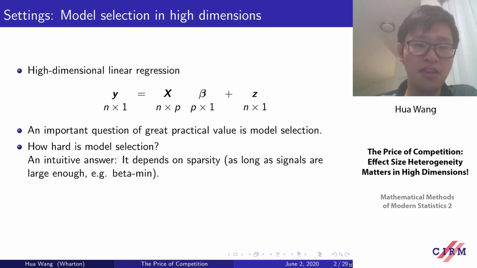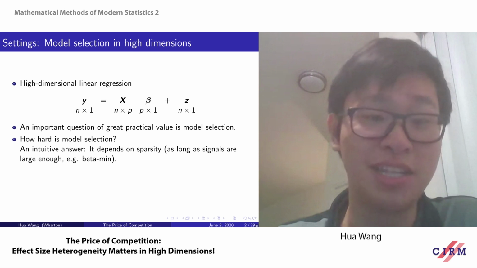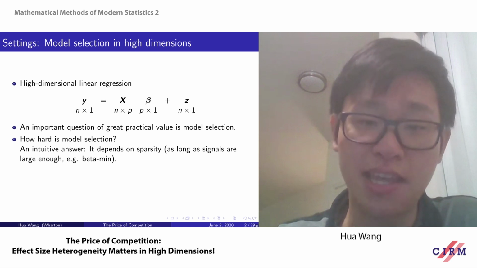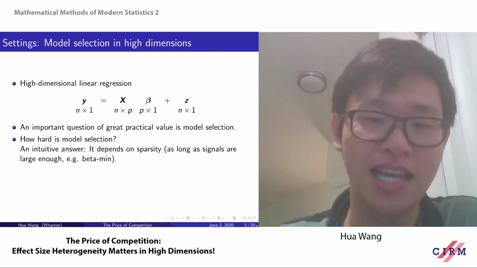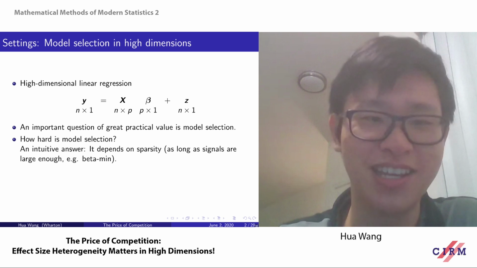An intuitive answer, as long as the signals are large enough, for example under the beta-min condition, is that the hardness of model selection depends essentially on sparsity. But the use of the word intuitive might already give you a clue that maybe there's some other notion that is as important as sparsity in deciding the hardness of model selection. I will elaborate on that in the rest of my talk.